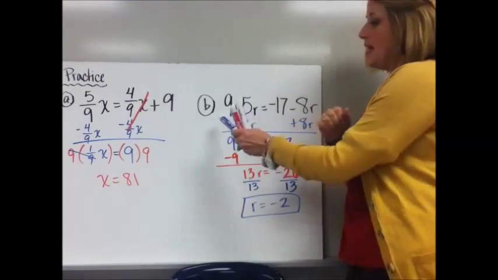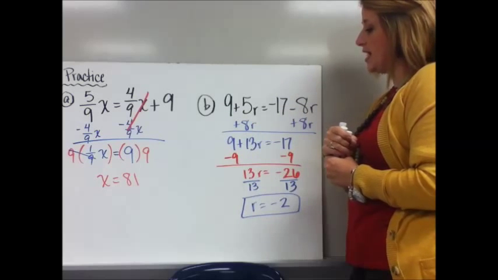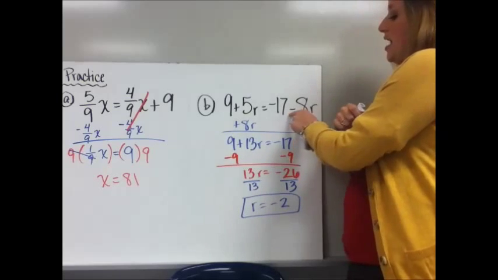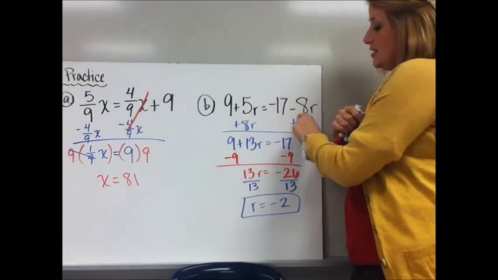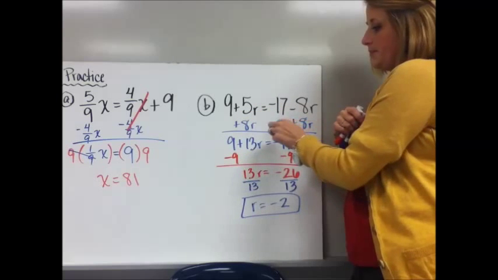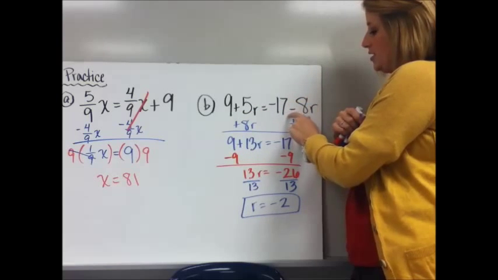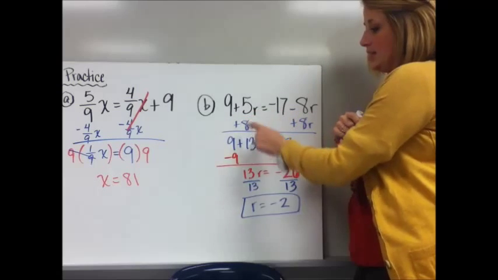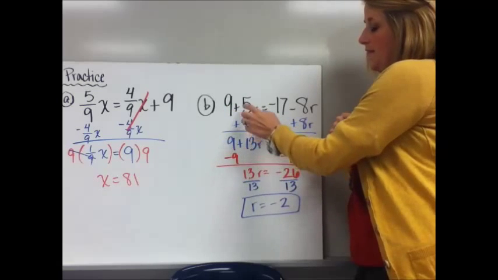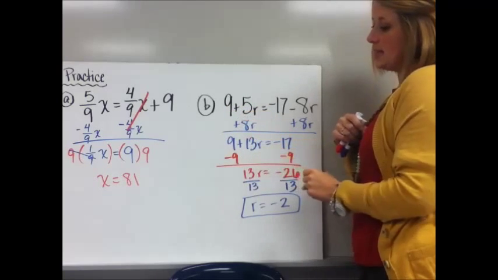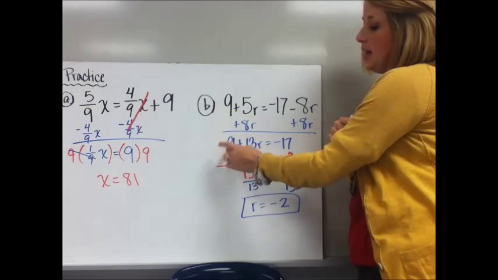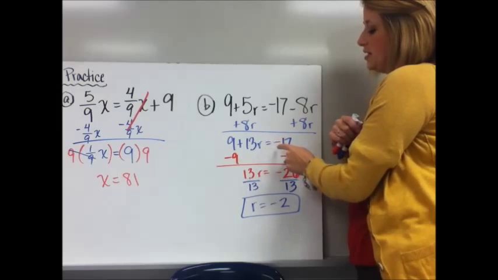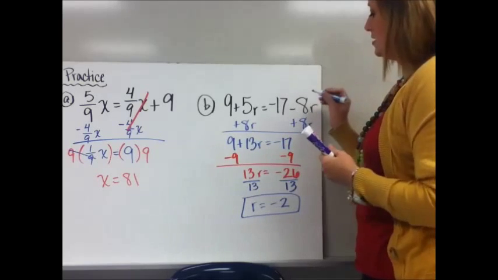Over here for practice B, 9 plus 5r equals negative 17 minus 8r. I chose to move the negative 8r first because it is lesser than 5r. I'm going to undo negative 8r by adding 8r to both sides. So that comes down. The 8r was combined with the 5r because it's the like term. So the 9, the constant, just comes down. Plus 5r plus 8r is 13r equals negative 17. And this side canceled.